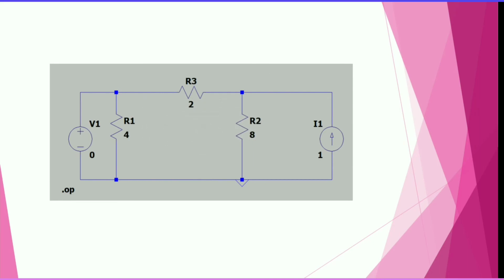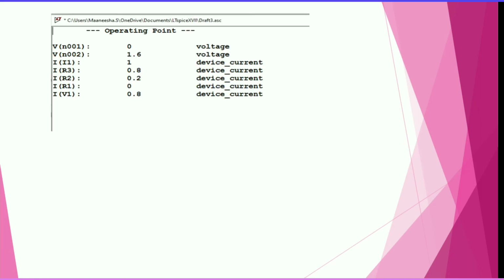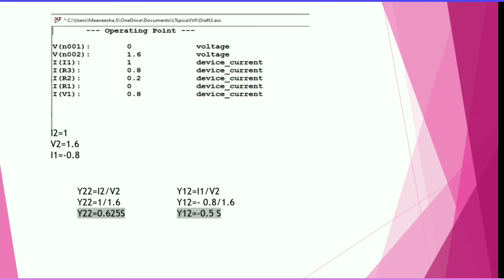Now the input port is short circuited. On getting the output, we get the I2 value as 1, the V2 value as 1.6 and the I1 value as minus 0.8. Y22 is equal to I2 by V2, that is 0.625 Siemens. On finding Y12, I1 by V2, that is minus 0.5 Siemens.